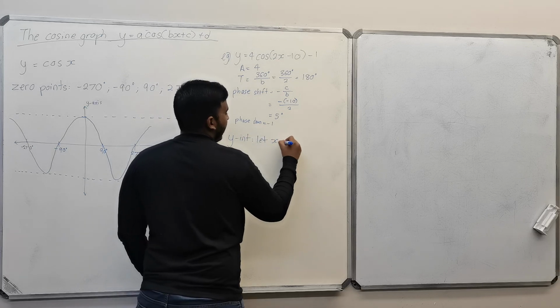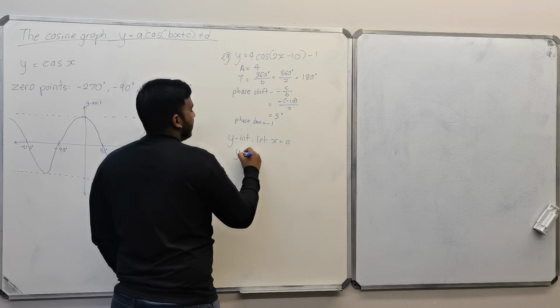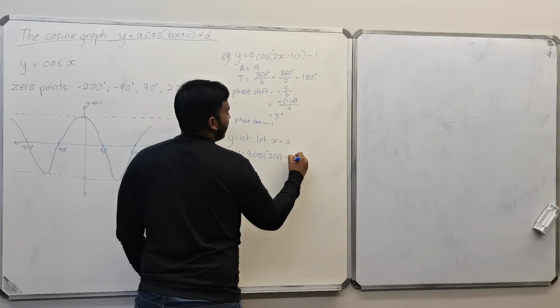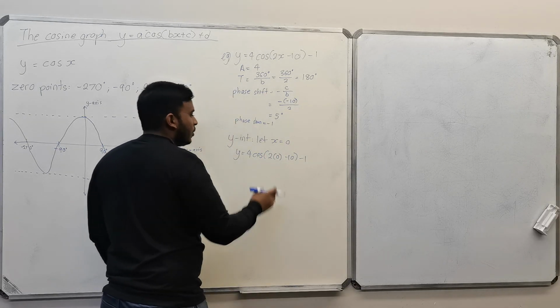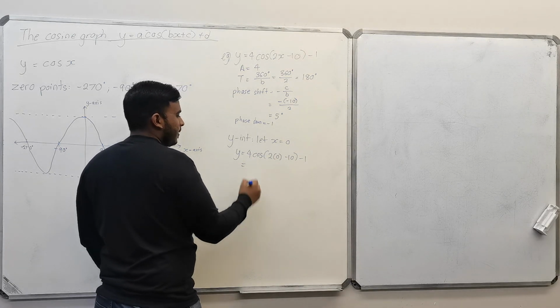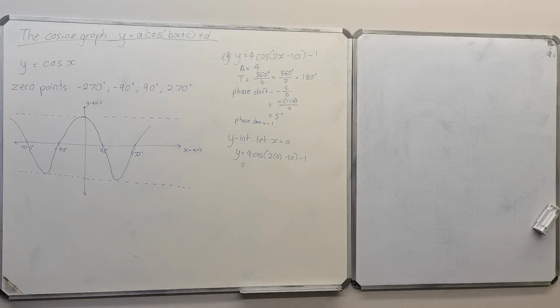Now, if we're doing it calculation wise, we would have set our y-intercept, that's x equal to 0. So you would have ended up with y is equal to 4 cos 2 times 0 minus 10, minus 1. 2 times 0 is 0, cos of negative 10 is? Okay, just put that on the calculator.